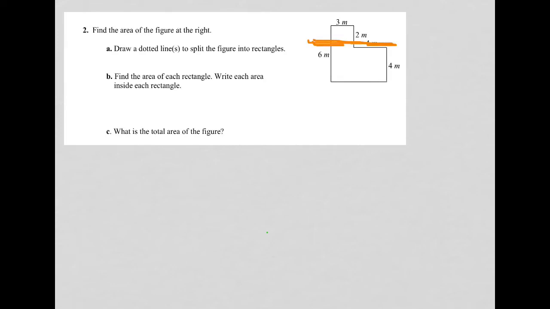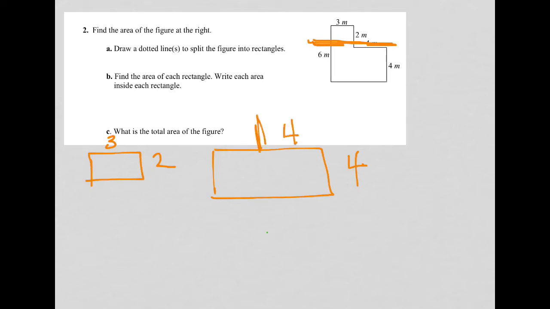So I have now broken it up into 2 rectangles. One is the small one that's 3 by 2, and the second one is the big one. Now, we have the height of 4, but I would have to figure out the length. Now, when I cut this, I know I had part of it, which was 4, but I needed to find this piece.